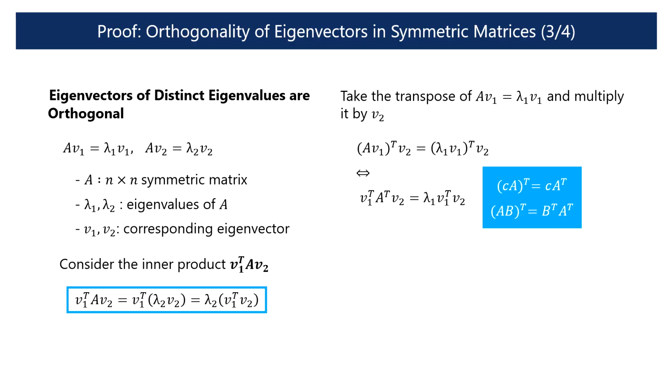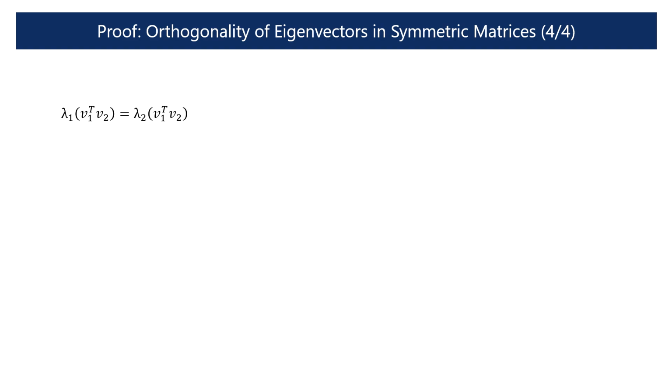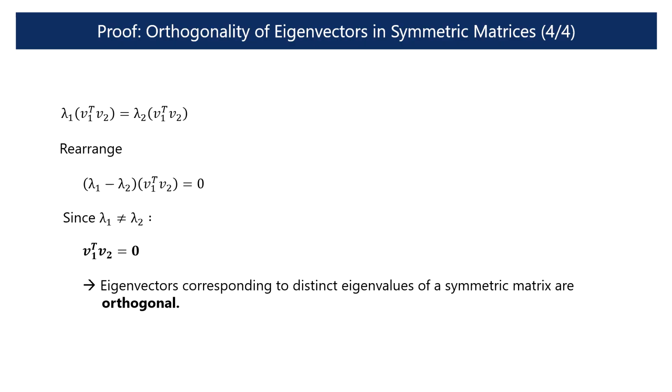Using the property of transpose, we can rewrite this equation in this way. Since A is symmetric, this equation holds. Thus, this equation holds. Let's continue with this equation. Rearrange this equation. Here, lambda 1 is not equal to lambda 2, so this equation must hold. This shows that eigenvectors corresponding to distinct eigenvalues of a symmetric matrix are orthogonal.